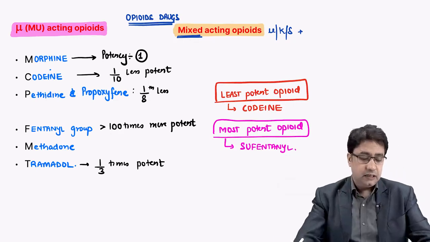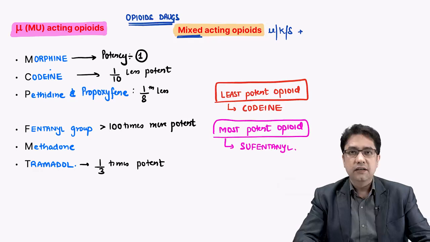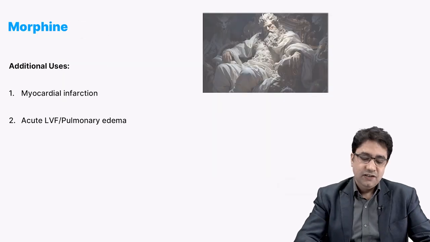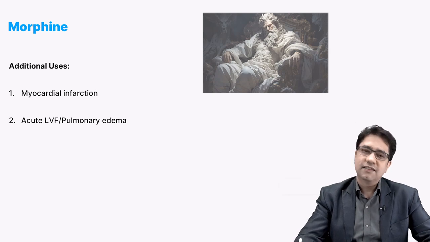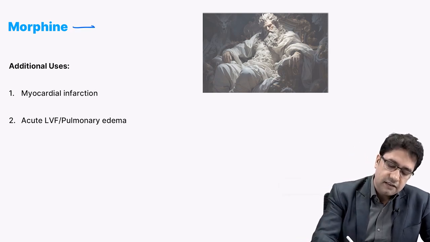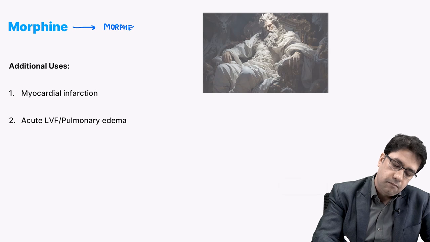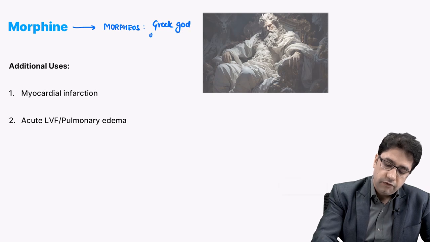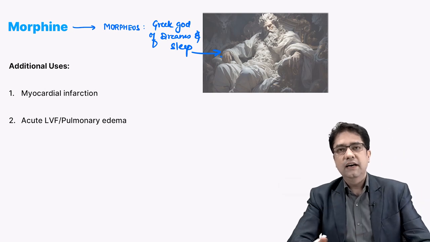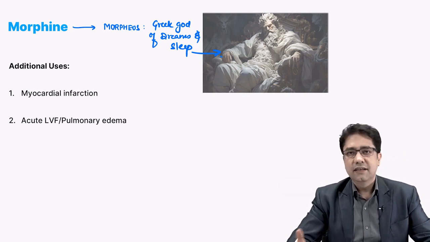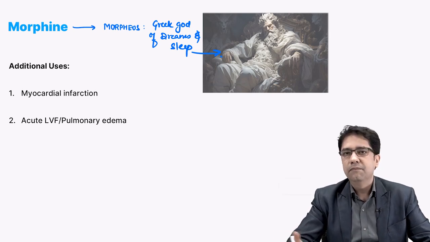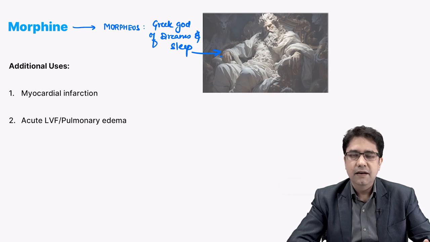Keeping these things in mind, let's start with the first drug, that is morphine. From where has this name morphine come? It has come from Morpheus, and Morpheus is the Greek god of dreams and sleep. That is why the word morphine has come. It is a sedative drug, so a person will sleep and dream. So we have kept the name morphine.